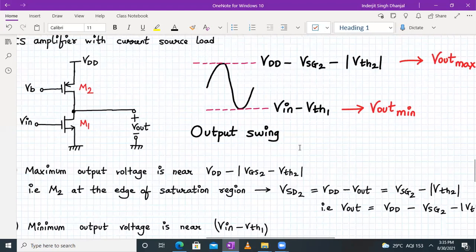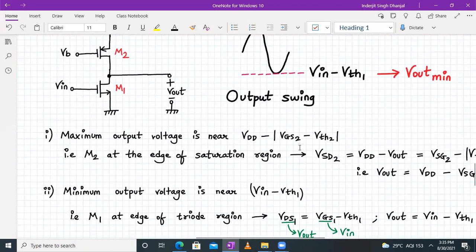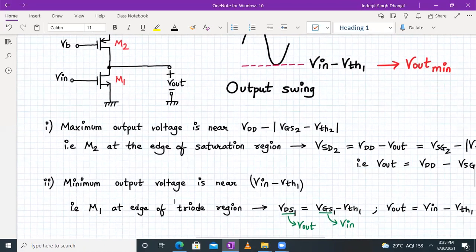Now, what is V out minimum? Similar to what we have done in the common source amplifier with resistive load, the minimum output voltage is when the M1 transistor is at the edge of triode region or saturation region. Both are one and the same.